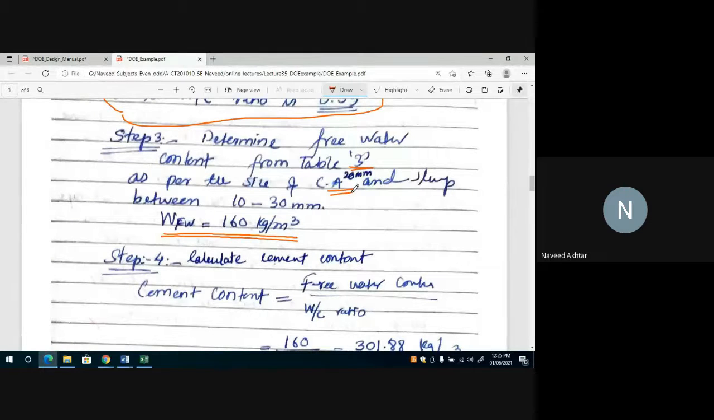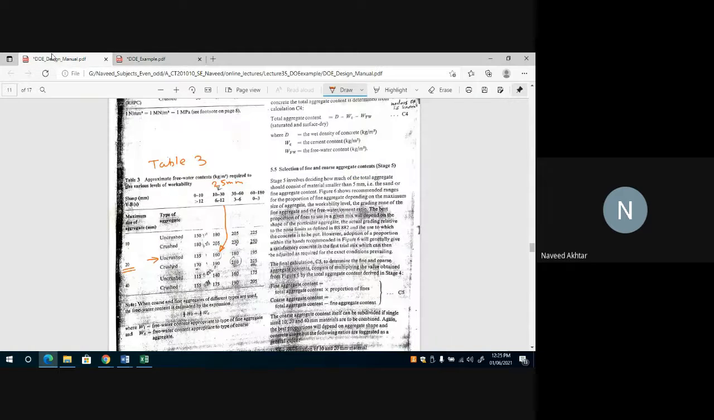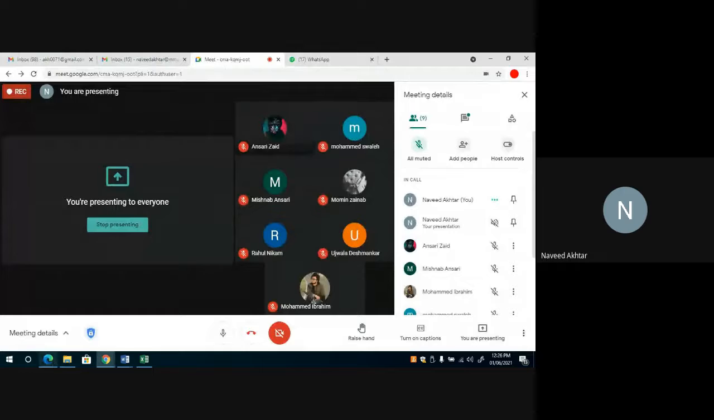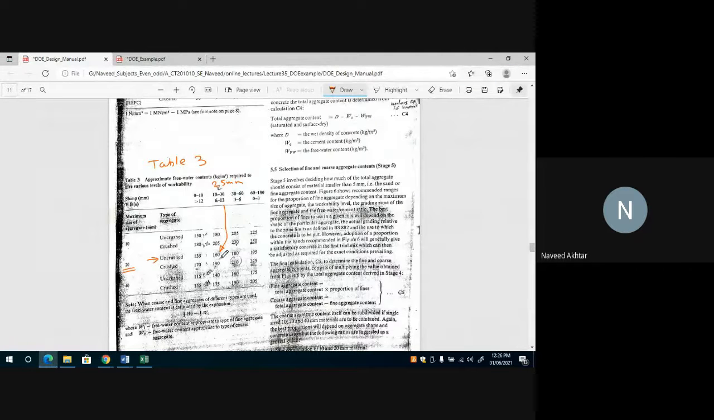Our slump is 25, and 25 mm is in between 10 to 30 mm. We'll come to table number 3, and from there we can find out the water content. So this is the water content in our case, that is 160, sorry, 160 kg per cubic meter.